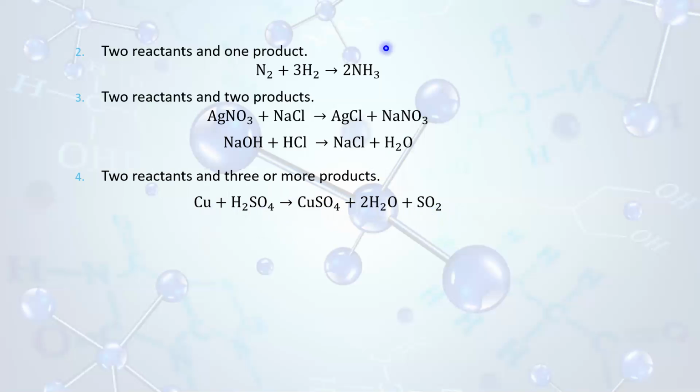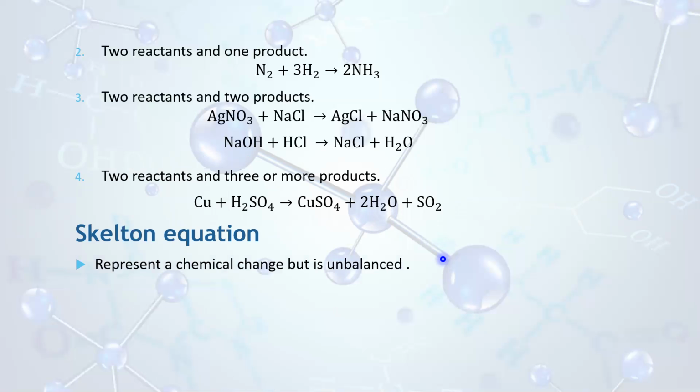So, we have seen some equations here. These equations are called skeleton equations. That is, a skeleton equation is just a way of using the formulas to indicate the chemicals that were involved in the chemical reaction. Or this skeleton equation represents a chemical change, but it is unbalanced. What does this unbalanced mean?